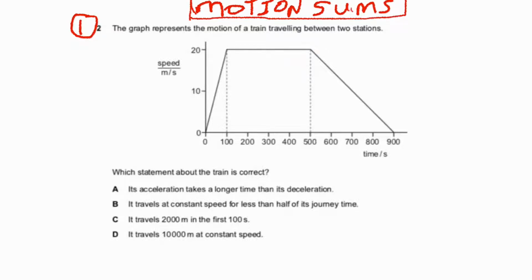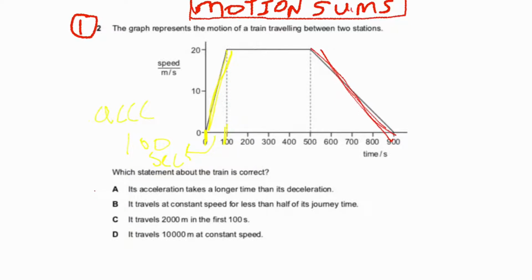So let's look at option A. Option A says that its acceleration takes a longer time than its deceleration. Acceleration is this line, where it is accelerating, and this line where it is coming down is deceleration. We will find the time for the acceleration first. From here to here it is 100 seconds, where it is accelerating.